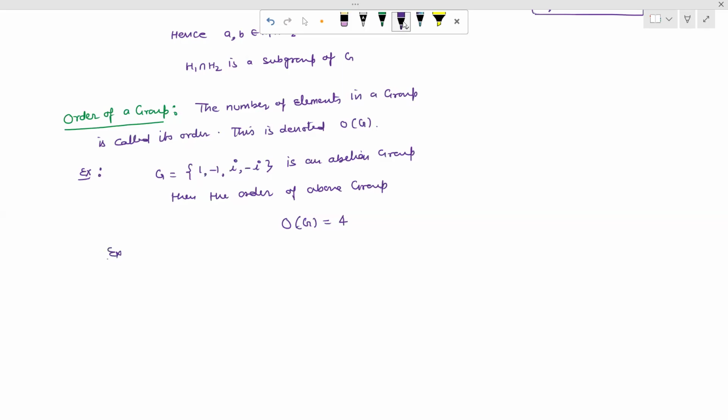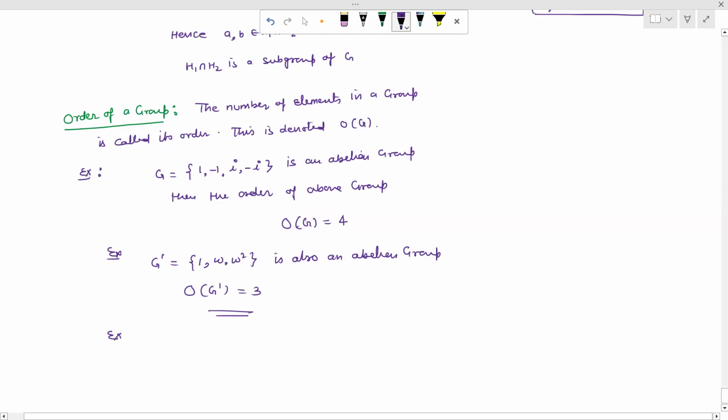Second example, we take G dash. G dash is equal to {1, omega, omega square}. This is also an example of a group, also an abelian group, which we have already proved. So what is the order of this group? The order of G dash is equal to 3. The number of elements in a group is called the order.